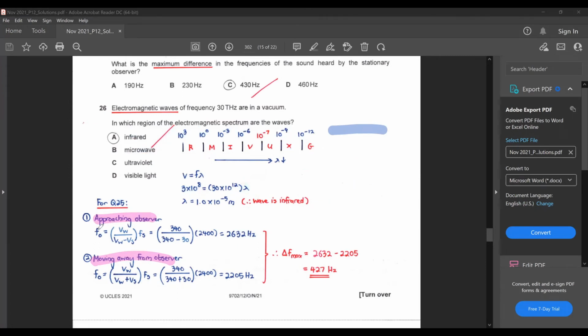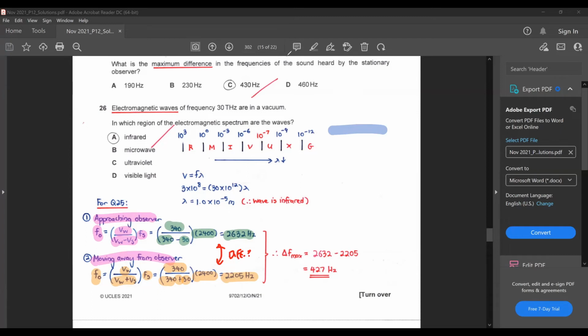If it is approaching the observer, f0 is vw over vw minus vs times fs. So just substitute in the variables. 340 over 340 minus 30 times 2400 gives you 2632 Hz. For the case where you're moving away from the observer, it will be vw over vw plus vs times fs. So it's 340 over 340 plus 30 times 2400, giving you 2205 Hz.